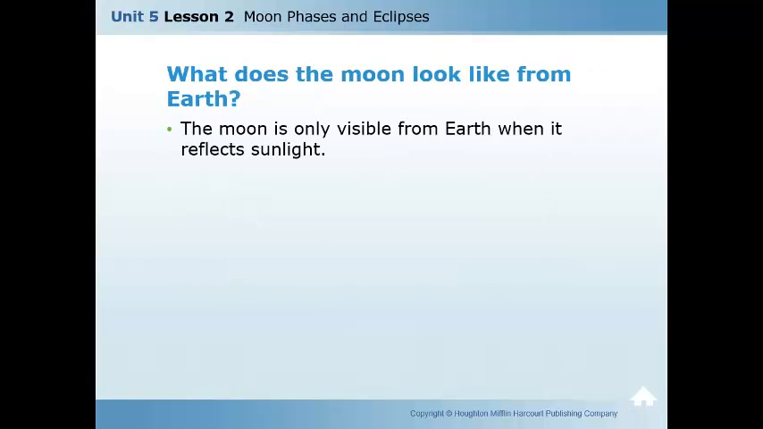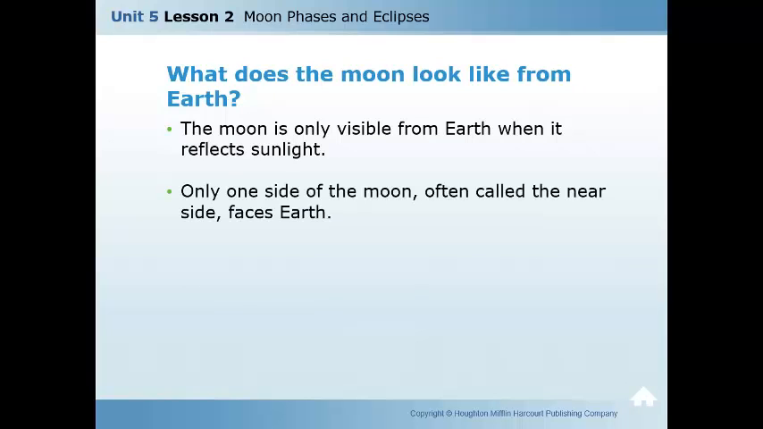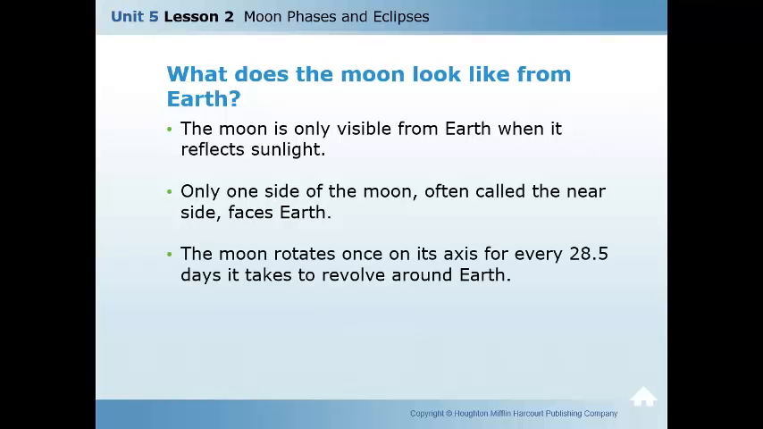What does the moon look like from Earth? Well, the moon is only visible from Earth when it reflects sunlight, and only one side of the moon, often called the near side, faces the Earth. The far side we don't ever see. The moon rotates once on its axis for every 28.5 days it takes to revolve around Earth. So it makes the same turn. Our rotation is like 24 hours for Earth. For the moon, a rotation is 28.5 days. And that's about as long as it takes to go around the Earth.